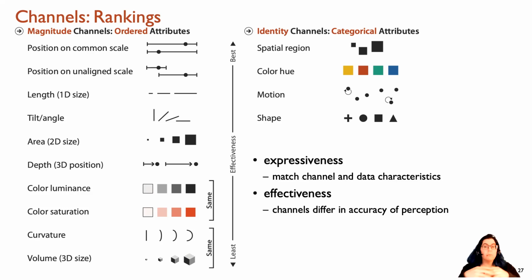Likewise for the identity channels, we're really good at noticing which spatial region something is in. We're quite good at color, noticing what color something is. And we can start to see some stuff about motion and shape. So these are all arranged from most effective, most accurate at the top down to least effective at the bottom on both of these sides.